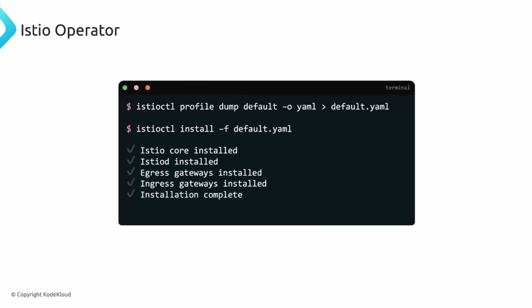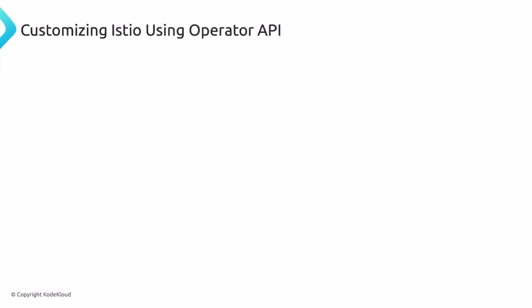Now in here, there's really no difference in this command because all you did was dump out the default profile to a default.yaml file. You made no changes and then you installed it. So here you could have just done istioctl install --set profile=default, and it would have done the same thing. But if you wanted to make changes to it, you can then edit this file.